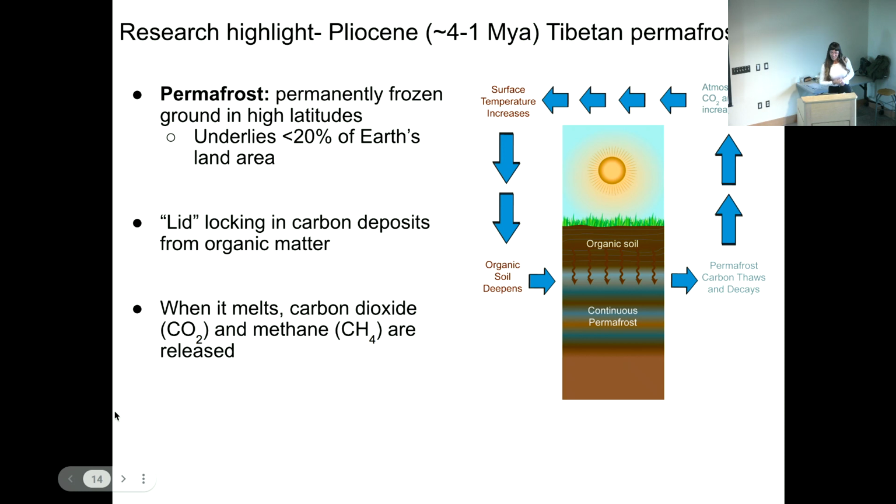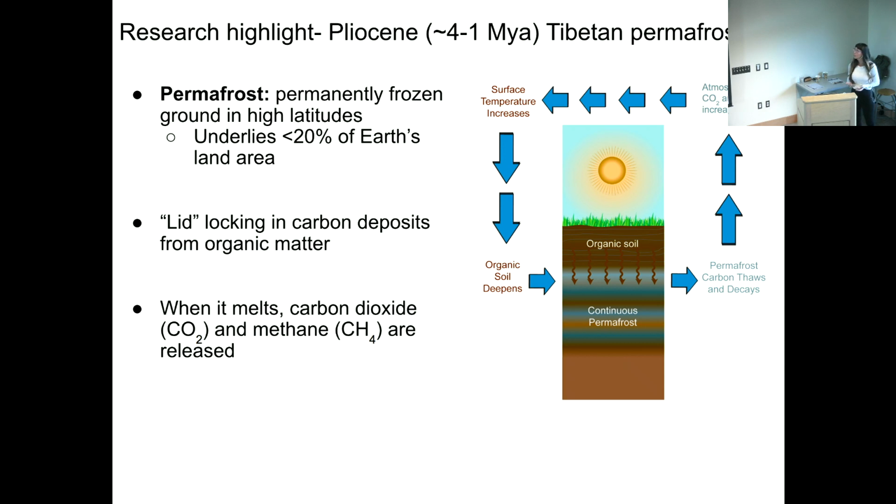So the first piece of research that I'm going to talk about looked at some samples from the Pliocene, which is about between 4 and 1 million years ago. That's what MYA stands for, million years ago. And their samples were from Tibet, from an area that has a lot of permafrost, which is permanently frozen ground in high latitudes.